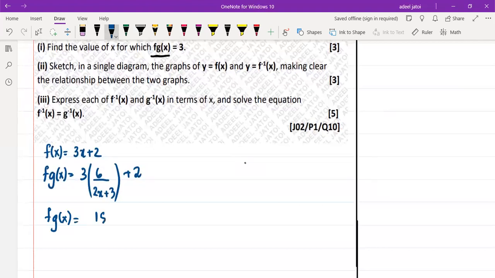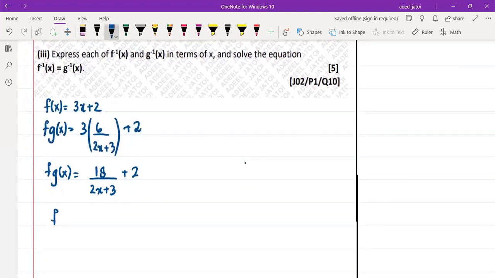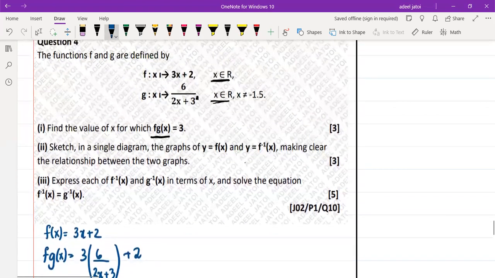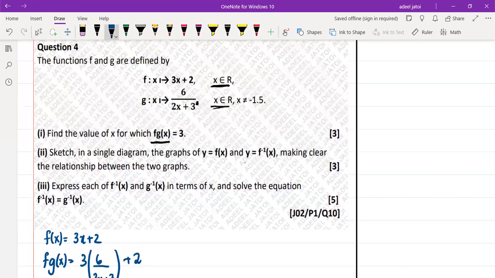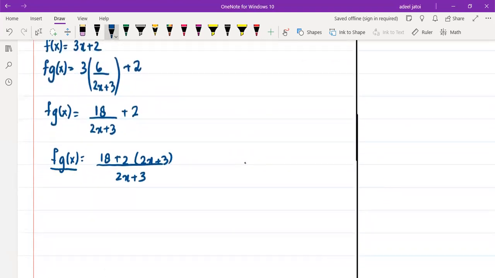Now, considering fg(x), let's write down the equation. This becomes 18/(2x + 3) plus 2. If we take the LCM, fg(x) will be (18 + 2(2x + 3))/(2x + 3), because the LCM is a must. Now fg(x) is equal to 3, so this fg(x) will be replaced by 3, because obviously we need to substitute fg(x) equal to 3.